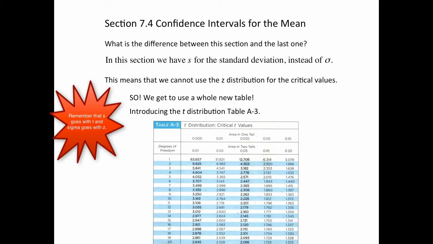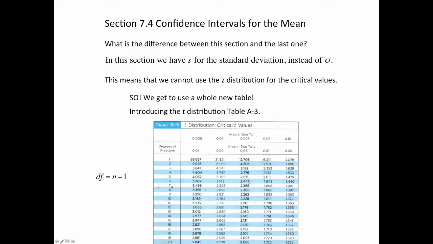The other thing is, on the side, we have what's called degrees of freedom. And here, degrees of freedom is very simply just n minus 1, sample size minus 1. So if you have a sample of size 13, then you would use minus 1, you would use this 12 right here, and then go across to whichever column you need.